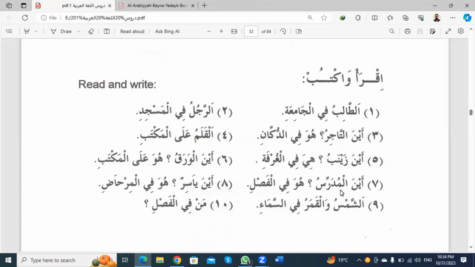So this is أين المدرس. Where is the school? No, it was المدرس. Where is the teacher? Yes. In Arabic, المدرس means teacher. الدرس means lesson, write it. الدرس means lesson. المدرسة means school, because the teacher and lessons are in school.